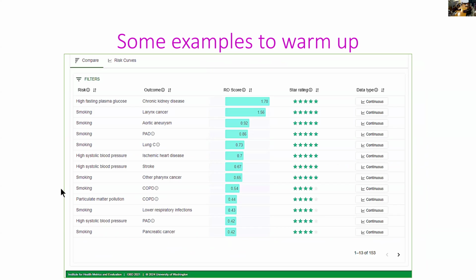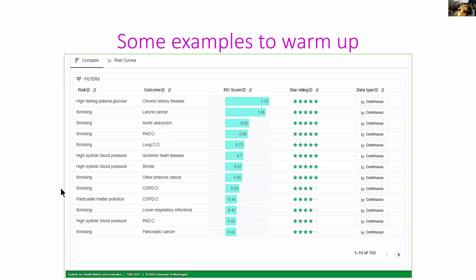Again, another one from the Institute for Health Metrics and Evaluation. Just look at the top one alone. High fasting plasma glucose is a risk factor, and the outcome they're looking at is chronic kidney disease. They have developed something called a risk-outcome score. The score works like this: if it's more than 1, high fasting plasma glucose is a risk factor for chronic kidney disease, and the more it is above 1, the bigger the risk factor. Less than 1 means it is not a risk factor. The star rating looks at the quality of the evidence behind that data.